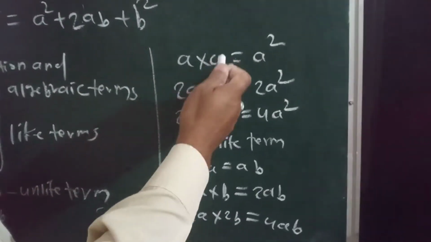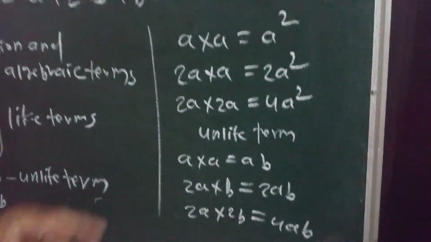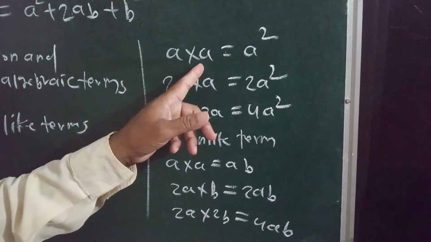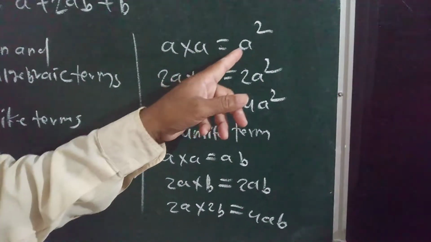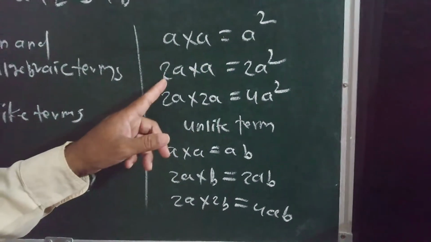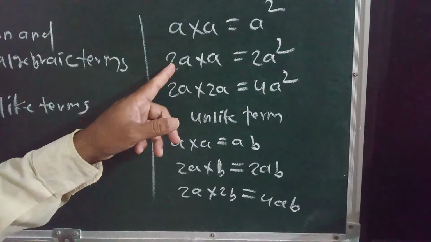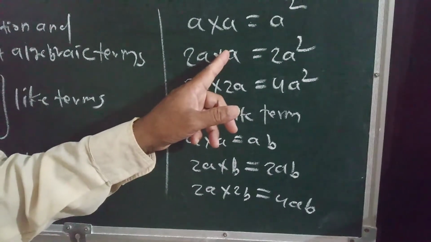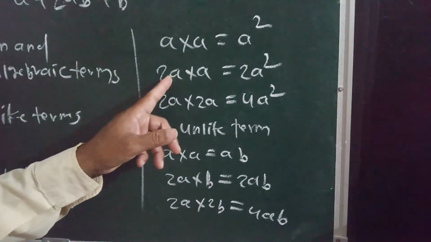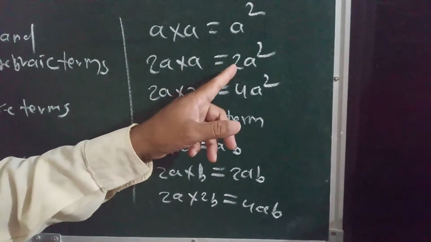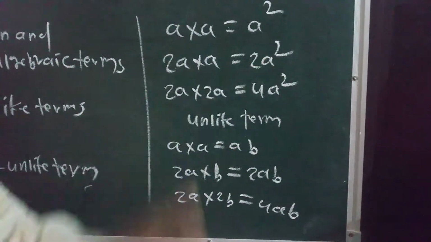Multiplication of algebraic terms. a into a, we get the answer a square. 2a into a. Here 2 is a coefficient and here the coefficient is 1. So we will multiply the coefficients first. 2 into 1 is equal to 2 and a into a is equal to a square, so 2a square.